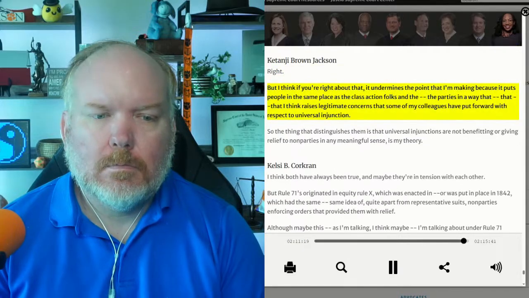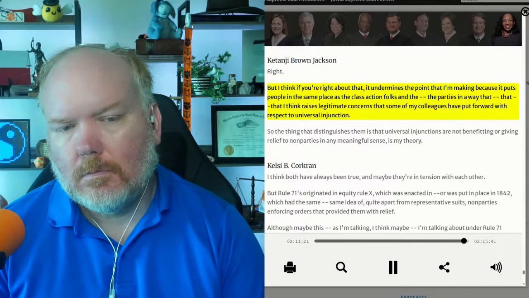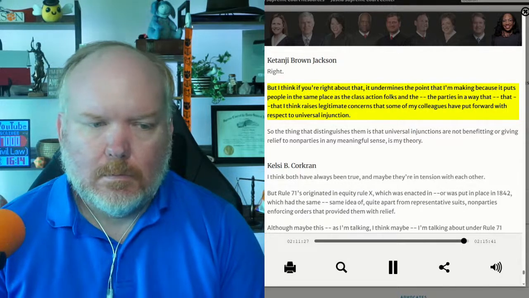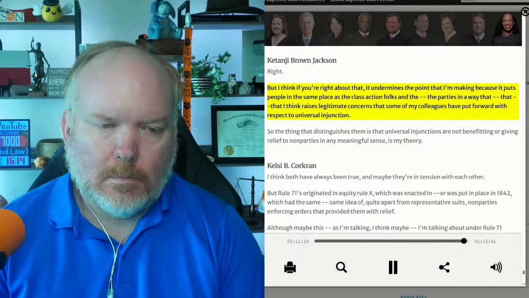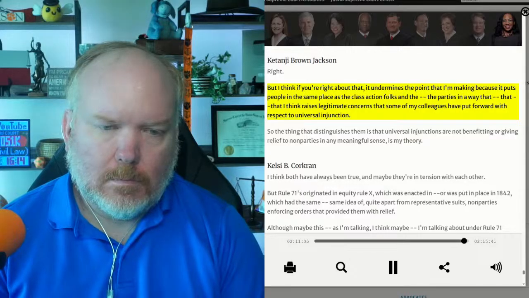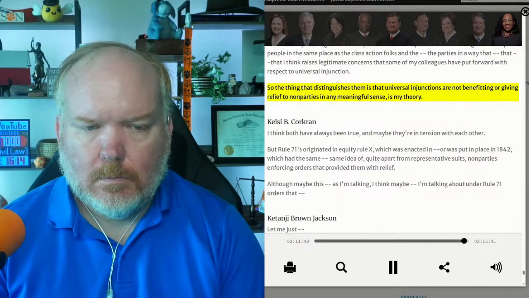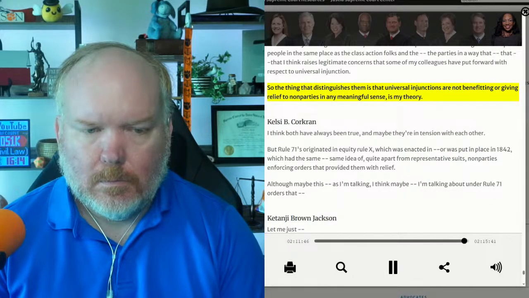Right, but I think if you're right about that, it undermines the point that I'm making, because it puts people in the same place as the class action folks and the parties in a way that I think raises legitimate concerns that some of my colleagues have put forward with respect to universal injunctions. So the thing that distinguishes them is that universal injunctions are not benefiting or giving relief to non-parties in any meaningful sense, is my theory.